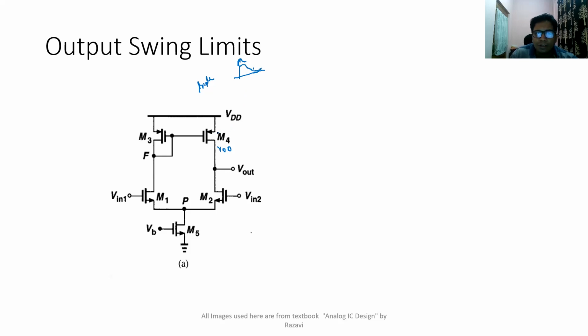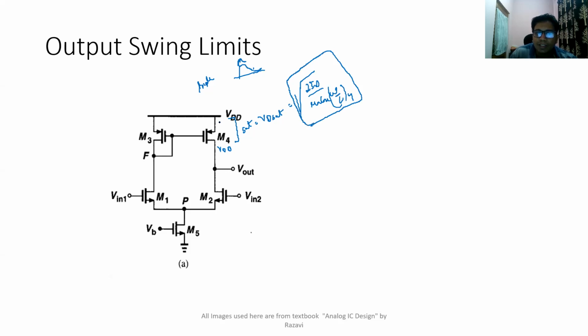So if you don't want distortions, you have to maintain this transistor in saturation region. That is the only thing you can do. When a transistor is in saturation, its VDS will be equal to VD sat, and VD sat is given by the equation you would be knowing: 2ID by mu n C ox W by L, in this case W by L of 4. So this is the saturation voltage, VD sat.